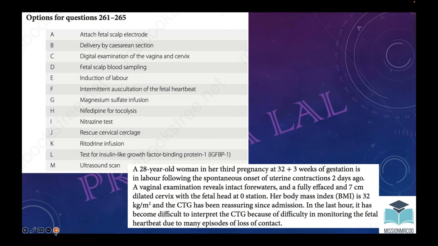Intermittent auscultation. That could be the answer, but a fetal scalp electrode can be attached. So basically they want to say that if the abdominal electrode cannot be put, put a scalp electrode. No, no, you are right. Intermittent auscultation. Sorry, okay. Yes, because the CTG is reassuring.